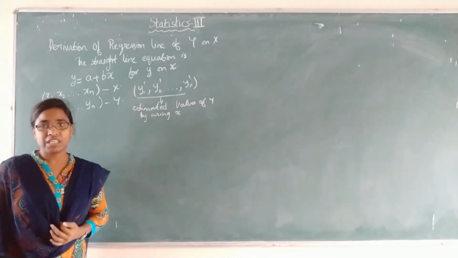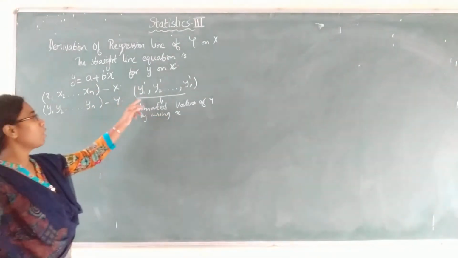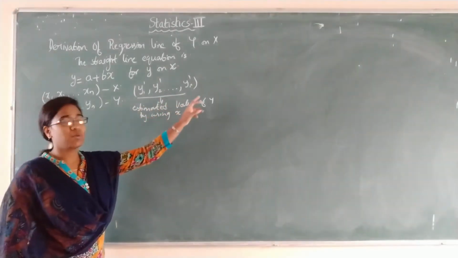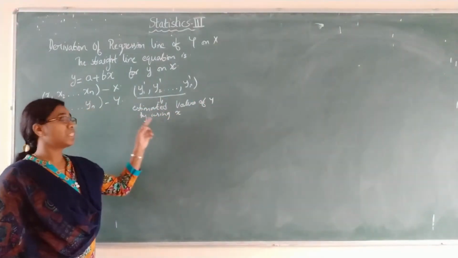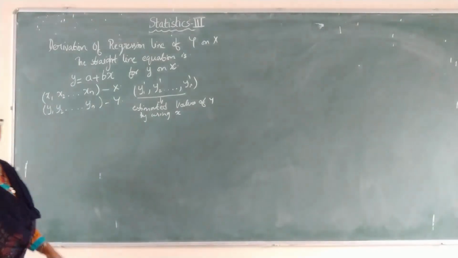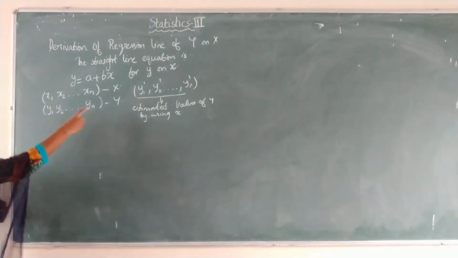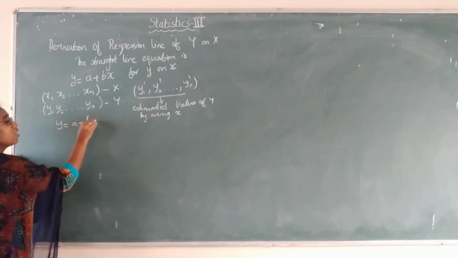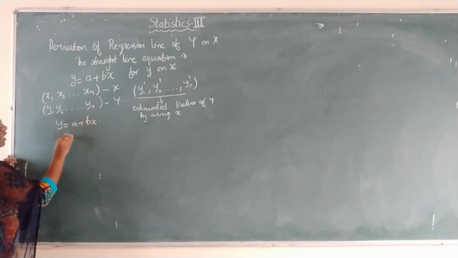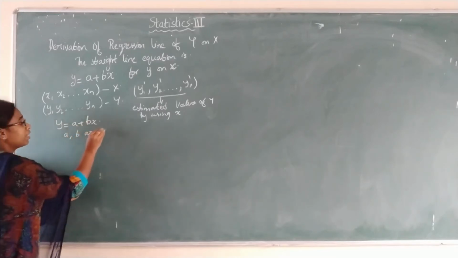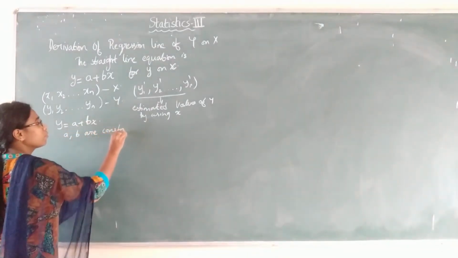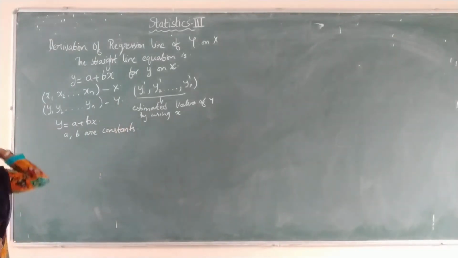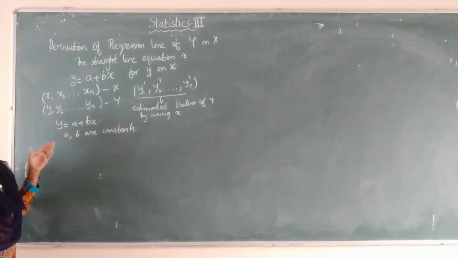We have done this in curve fitting also. So y1 dash, y2 dash, and so on up to yn dash are the different estimated values of y by using the values of x. Here y equals a plus bx, right? So what are the two constants? Here a and b are the constants, which you can also call parameters. These constants can be estimated.